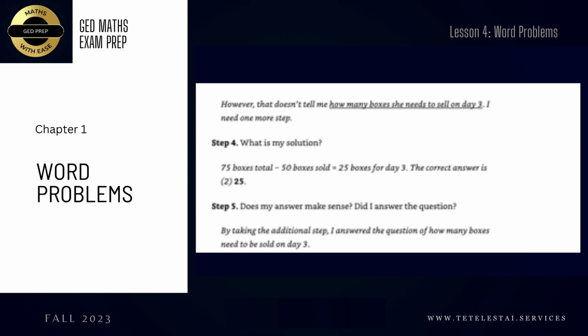So the sample multi-step problem involved only 2 operations, adding and then subtracting: adding the 2 numbers that she sold on the first and second day, and then subtracting that total from the goal, which was 75 boxes, right? Okay. On the actual test, you may need to do 3 or more operations to answer a question. So really read and think carefully about each question.